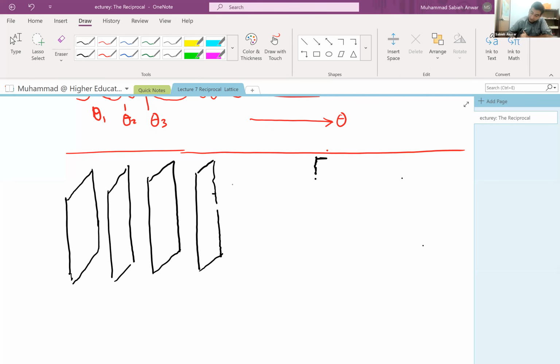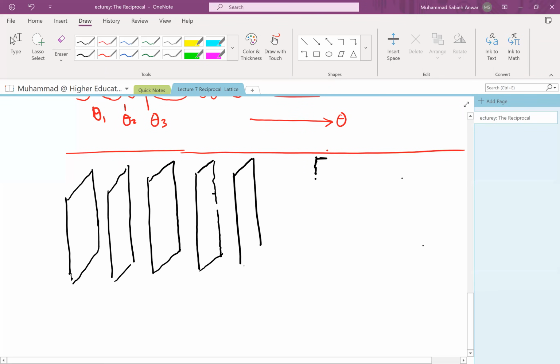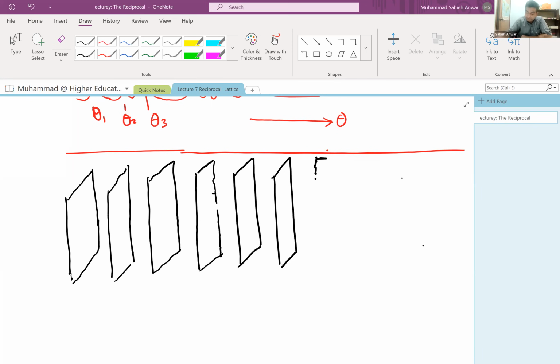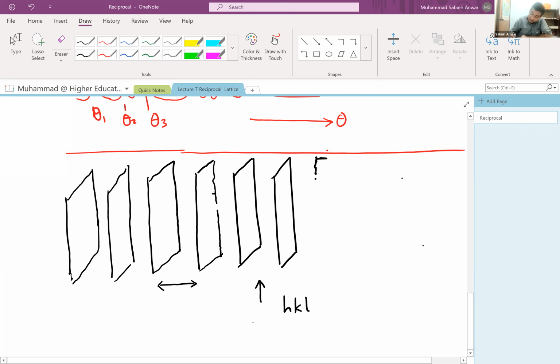Okay. All right. So now I'm drawing a family of planes. The orientation of these planes is well defined. Now, in this family of planes, let's call this family of planes (H, K, L). I'm going to put these brackets because there's a family of planes. Let's not confuse the discussion here. Let's simply write H, K, L for this family of planes in parentheses.